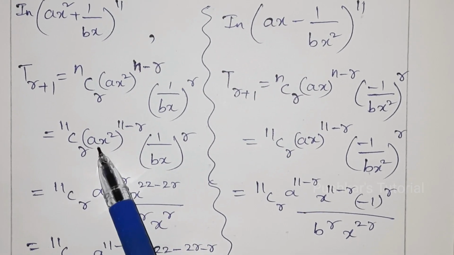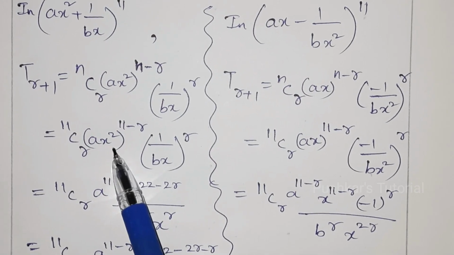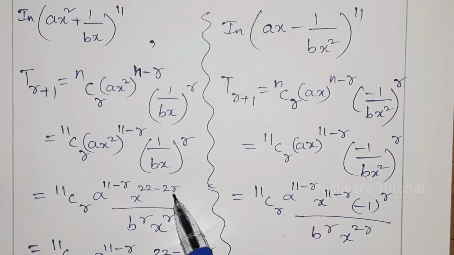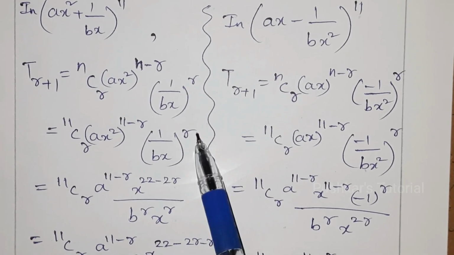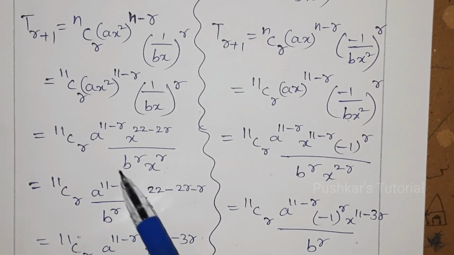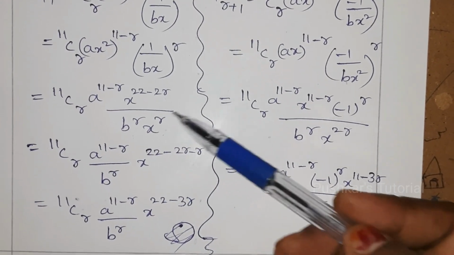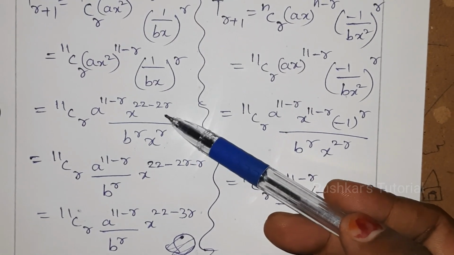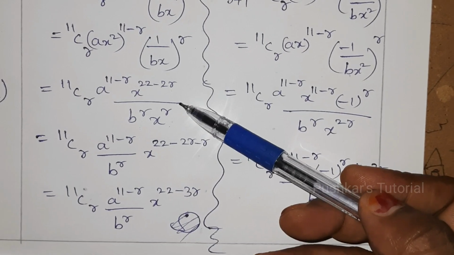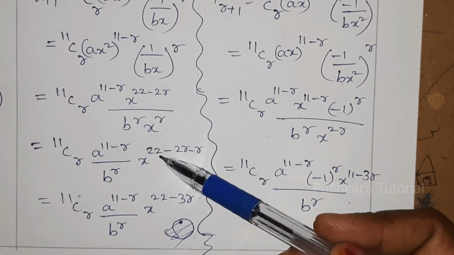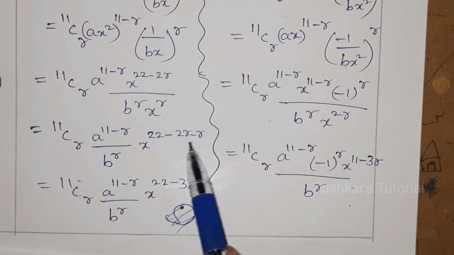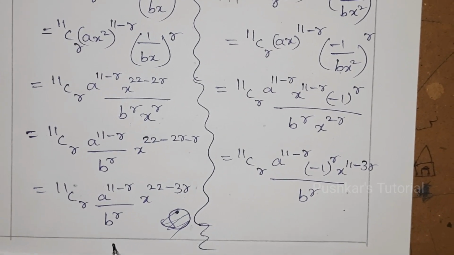So 11Cr, a to the power of 11 minus r, x to the power of 2 into 11 minus r, so 22 minus 2r, into 1 by b power r, meaning b in the denominator, and x to the power of r also in the denominator. So constants I am writing first, then variables. Variables are what? x to the power of 22 minus 2r and x to the power of r. Bases are same, so powers should be subtracted in the division. So x to the power of 22 minus 2r minus r, so x to the power of 22 minus 3r remaining as it is.